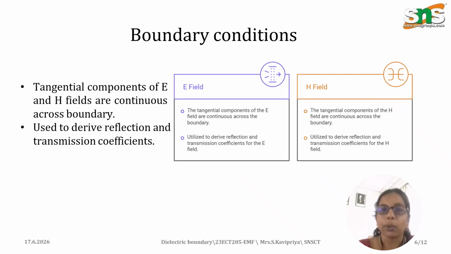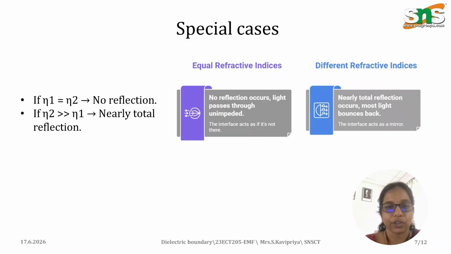And next is the boundary condition. In this criteria, the tangential components of E and H are continuous across the boundary. And it is very useful for deriving the reflection and transmission coefficients. So this E and H tangential, which is nothing but E tan and H tan, are continuous. And using this condition, we can derive the reflection coefficient and transmission coefficient.